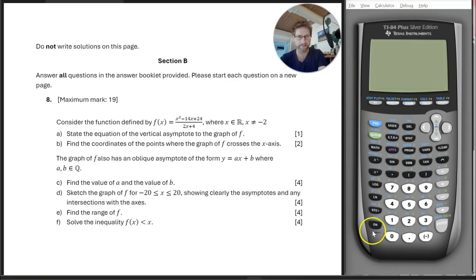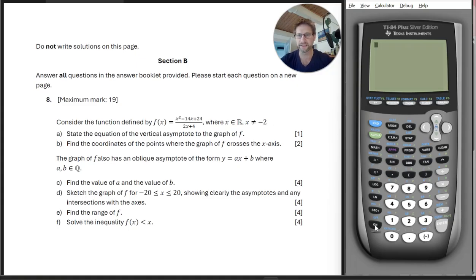So let's fire up the calculator and have a look at this question. It says to consider a function that is this rational function, with a quadratic function divided by a linear function. And it's defined for values of x that are different from -2. That's already a little bit of a hint, because obviously when x is -2, then we're dividing by 0 and the function is not defined.